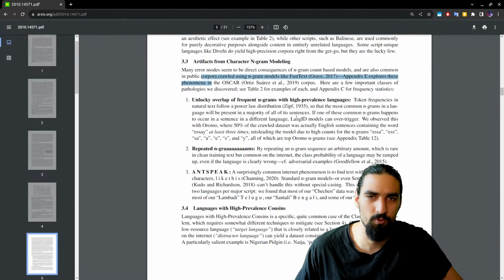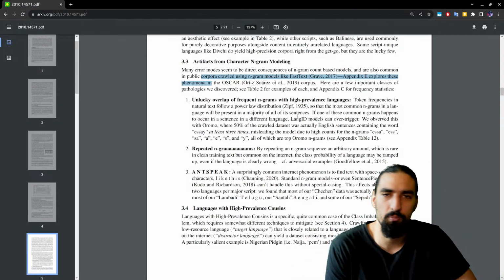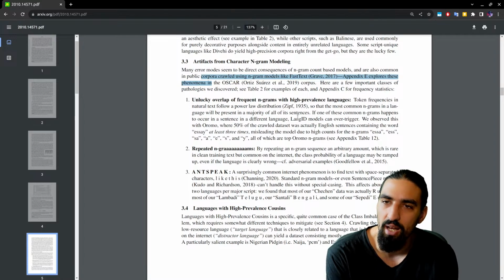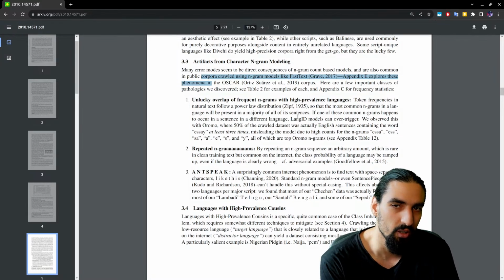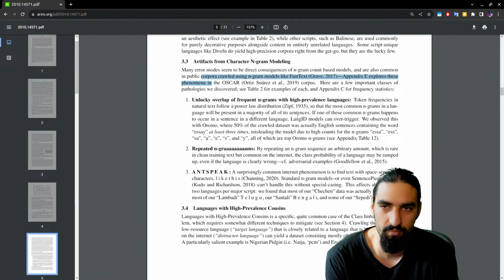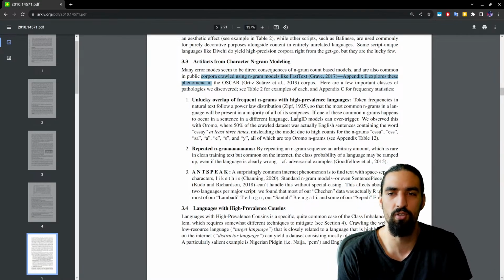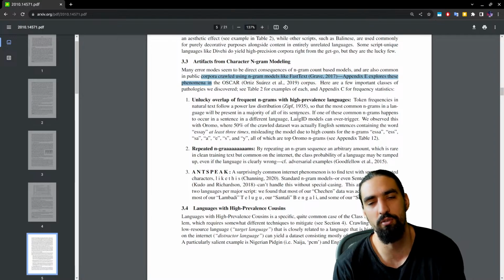Okay, artifacts from character n-gram modeling. Many error modes seem to be direct consequences of n-gram count-based models and are also common in public corpora crawled using n-gram models like fastText. Appendix E explores these phenomena in the Oscar corpus. Here are a few important classes of pathologies we discovered. See table 2 for examples of each, and Appendix C for frequency statistics.